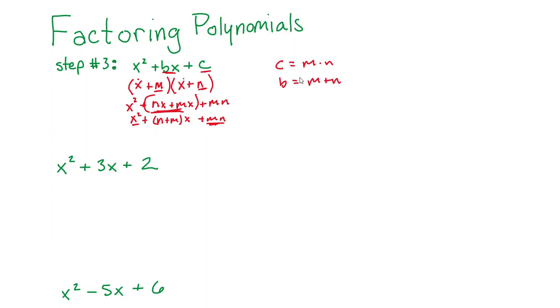In other words, we can really narrow down what our choices are for m and n, for the numbers that go in our binomials, if we look at our last term and we just say, well, what times what equals that number? There's got to be two numbers multiplied together to get that number. And then further, we can narrow it down to say, well, if you add the two numbers together, you need to get that middle number. And that's what we're going to do.